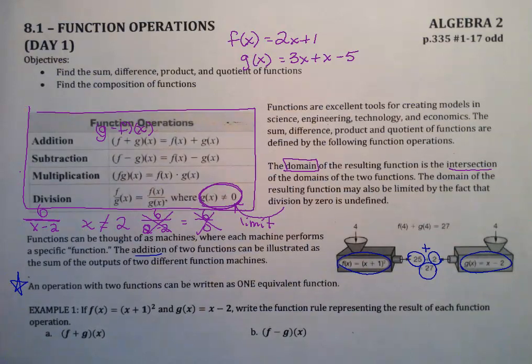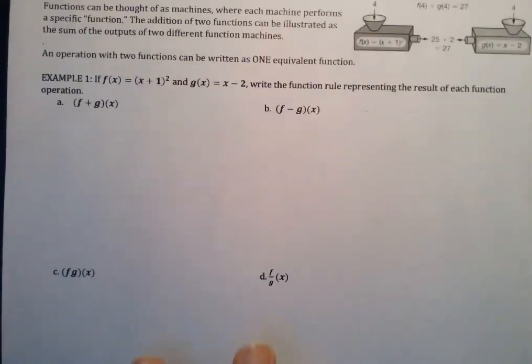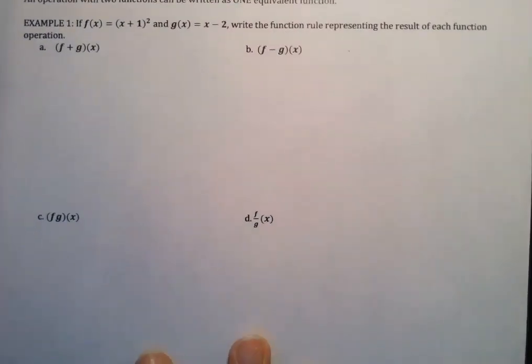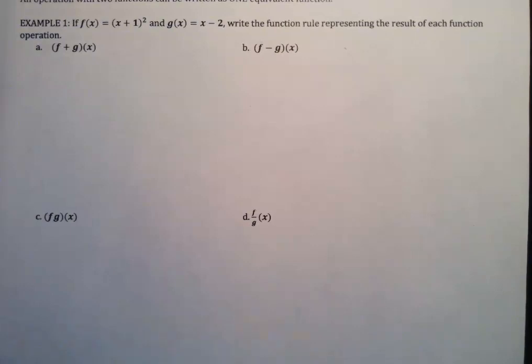So let's get started on the actual work part. Example 1, we've got an equation for f of x. f of x equals the quantity x plus 1 squared. And we have an equation for g of x. g of x equals x minus 2. So we want to write the function rule representing the result of each function. So we want to write one rule.